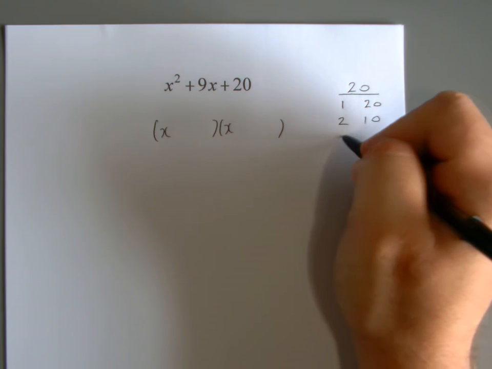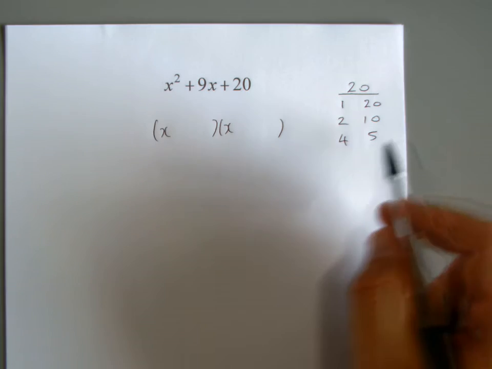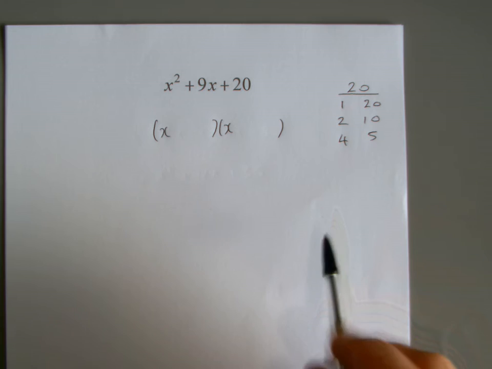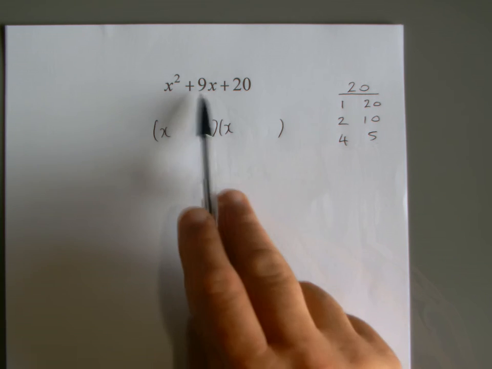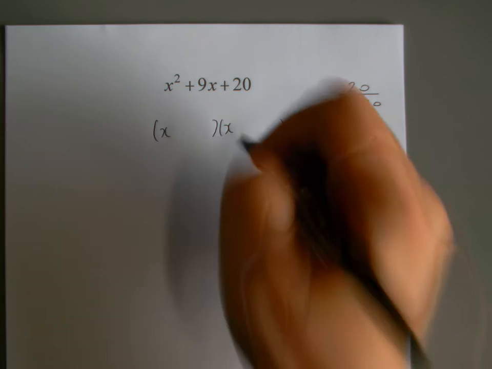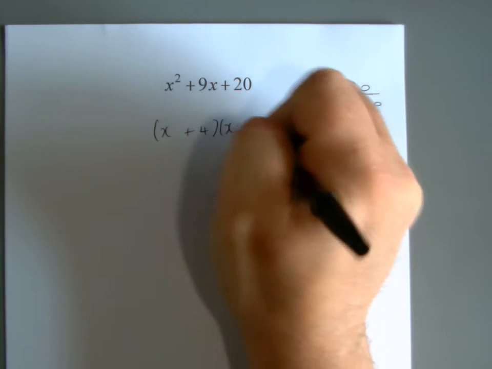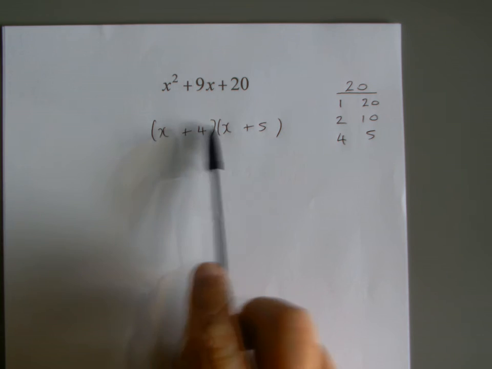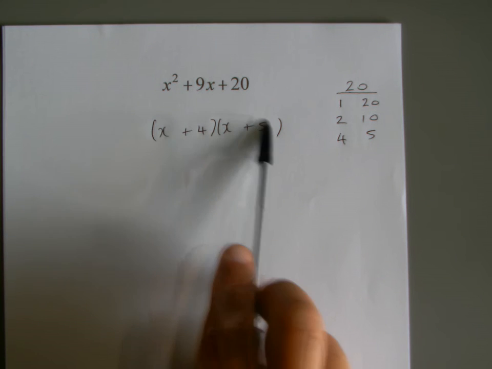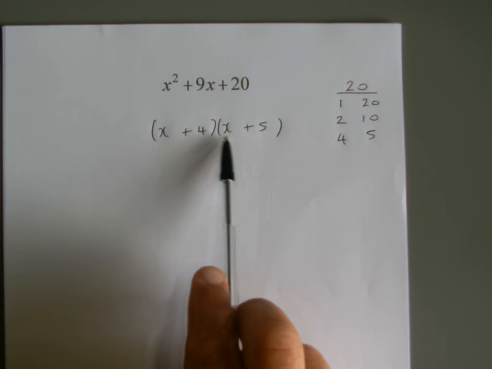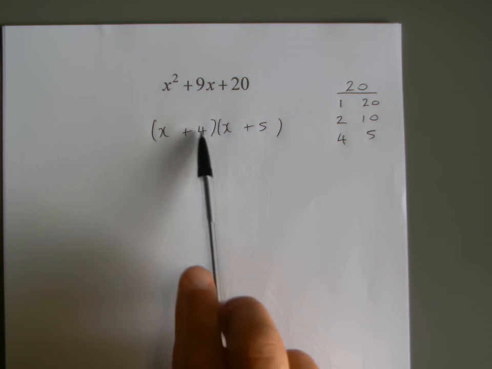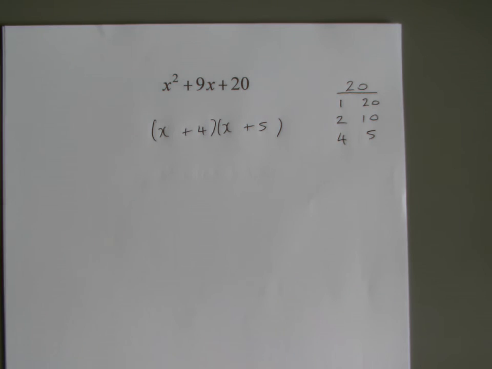The next pair, well, 4 and 5, yeah? You can see now 4 and 5 multiply to give 20. I can get these to add up to give 9. If I make them both positive, so positive 4 here, positive 5, then when I expand this, I get x squared plus 5x plus 4x, which simplifies to 9x, and the last then gives me 20.